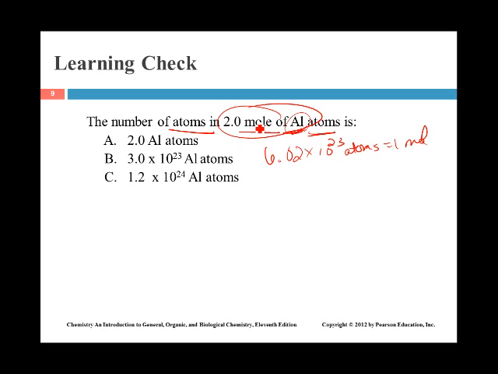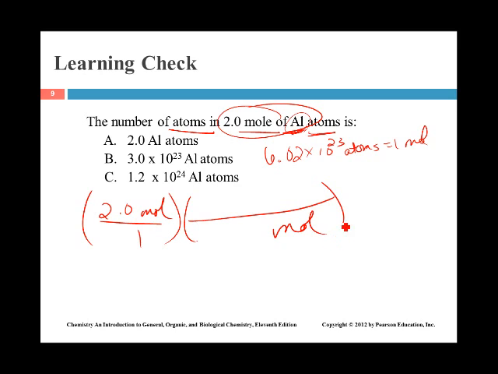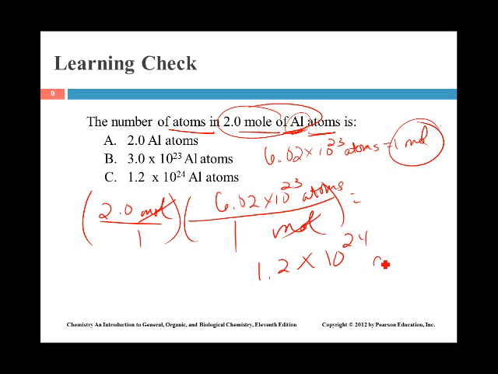Next thing we want to do is we want to put what we're trying to convert over 1. We have moles on top, that means we want to put moles on the bottom. If we look at what our conversion factor says, it says 1 goes with moles. 6.02 goes on the top then. Moles cancel. 2 times 6.02 times 10 to the 23. That comes out to be 1.2 times 10 to the 24 atoms.